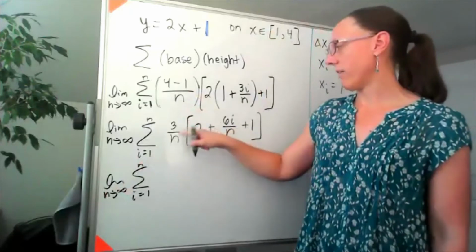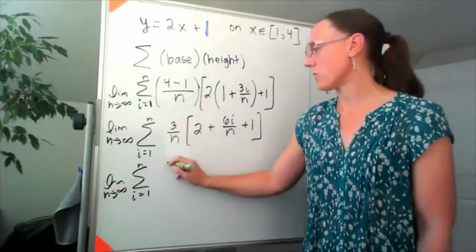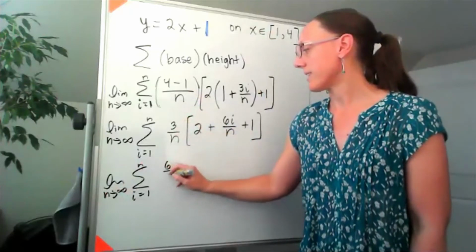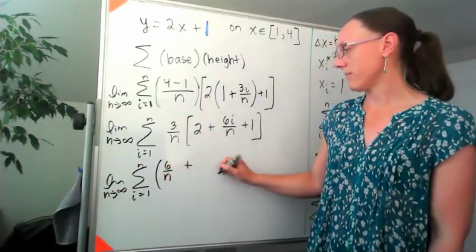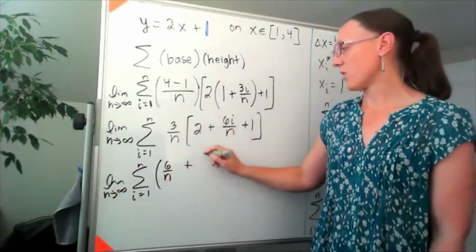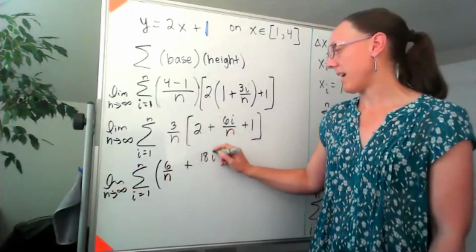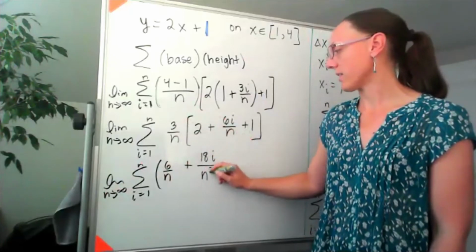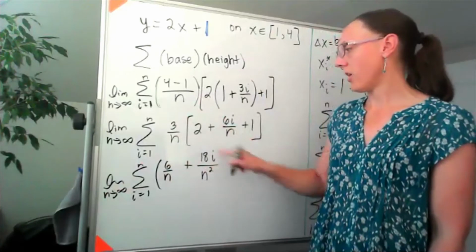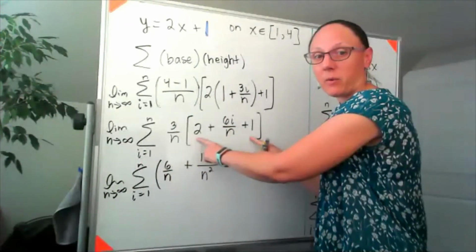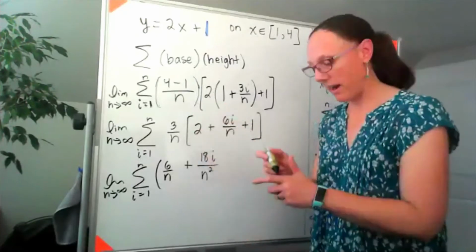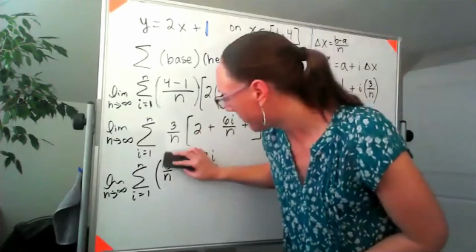So now if I take that 3 over n times 2, I've got 6 over n plus 3 times 6, so that's 18i over n squared. Oh, I could have added the 2 plus 1 to get 3. And then I would have 3 times 3 over n, or 9 over n.